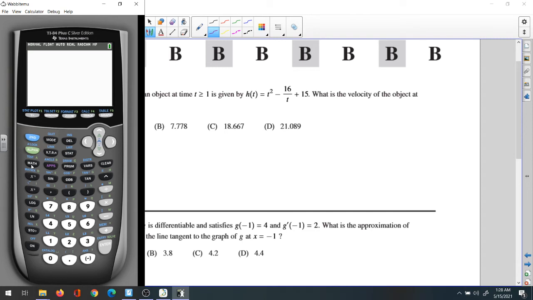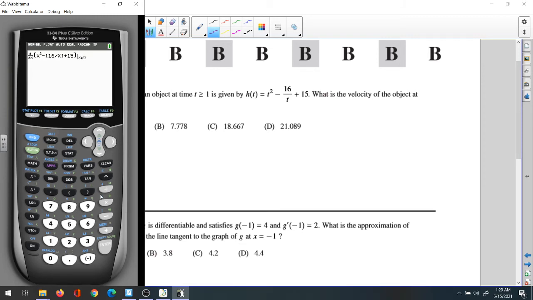So you could use a calculator here. We click on math and scroll down to 8 or press 8. It gives us the derivative with respect to x. So tap x, and then type the function here. We can replace t with x: x squared minus open parenthesis 16 divided by x, which is t, and then plus 15. This is the function that we have.